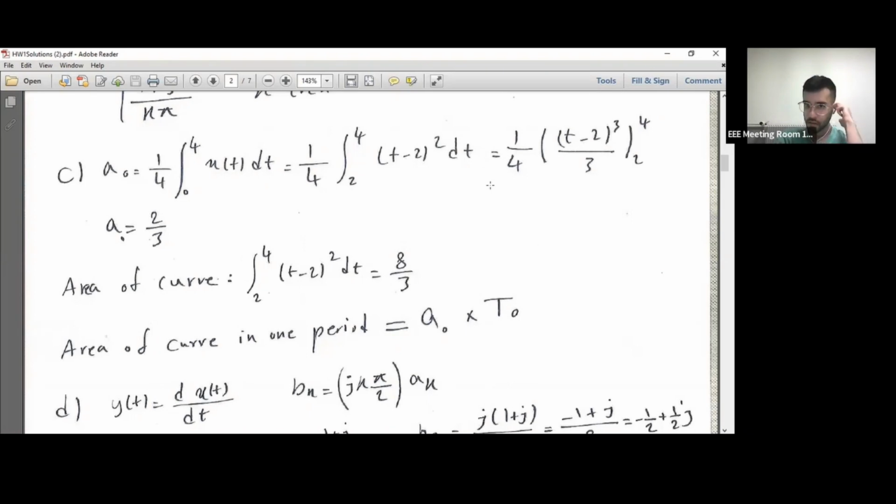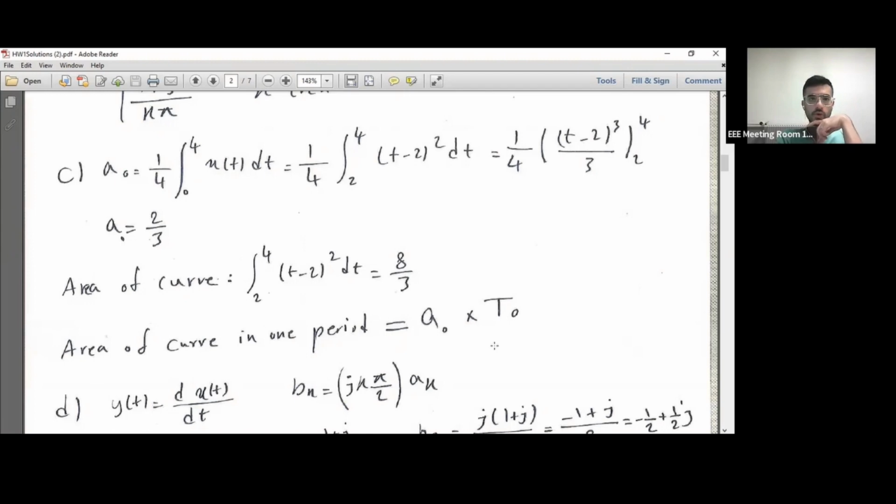So we need to make a comparison. As you can see here, the area of curve is 4 times this A0. So we can write it as this: area of curve in one period equals A0 times T0.